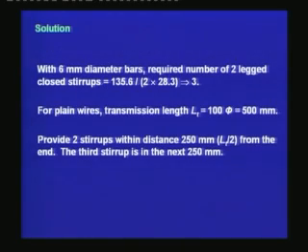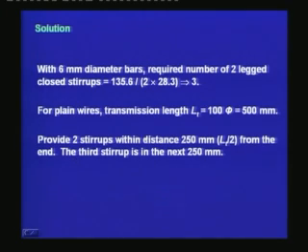With 6 millimeter diameter bars, the required number of two-legged closed stirrups is equal to 135.6 divided by 2 times 28.3, where 28.3 is the area of 6 millimeter diameter bars, and when this is rounded off, we get 3 two-legged closed stirrups, and this needs to be provided within the transmission length.